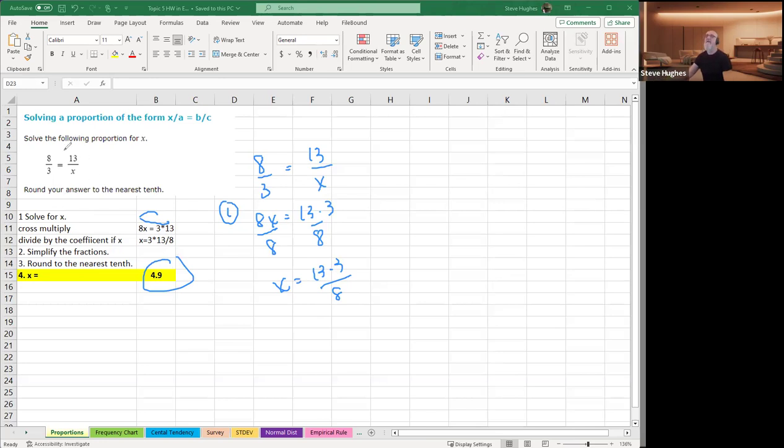If you click on the cell itself, you guys can see I have rounded it off to the nearest tenth. And it's 13 times 3 divided by 8, comma 1 in the round function. It's going to round to the nearest tenth.